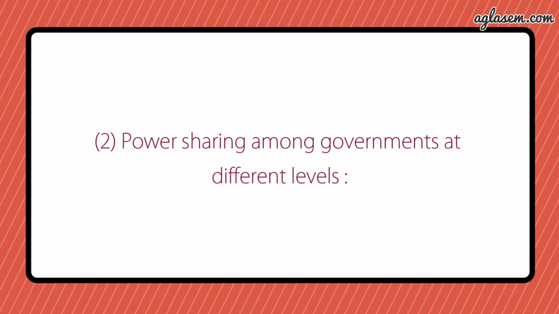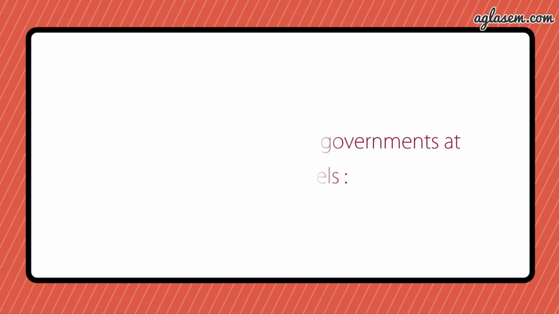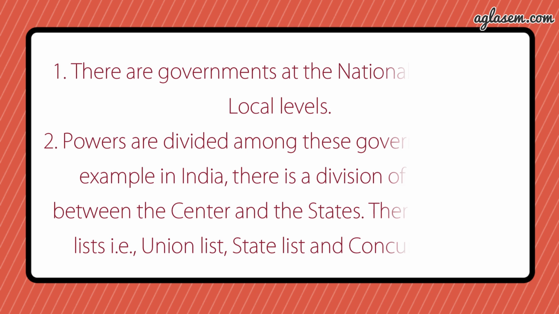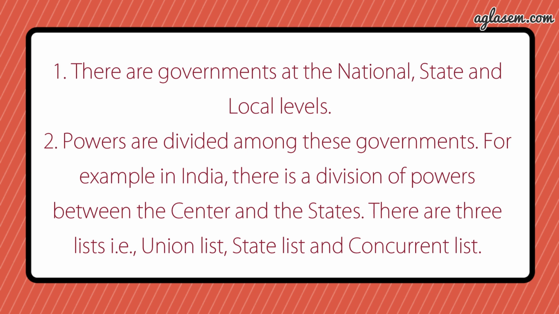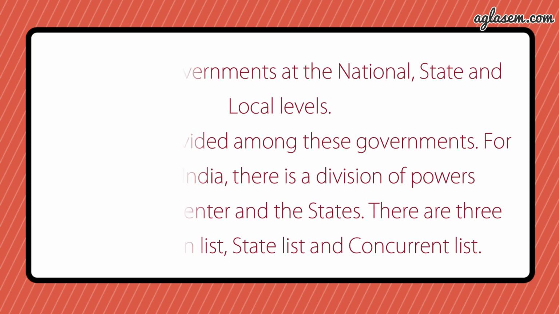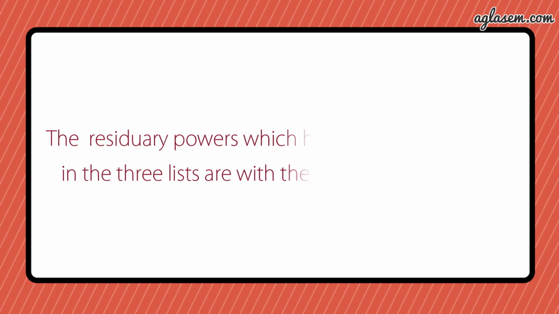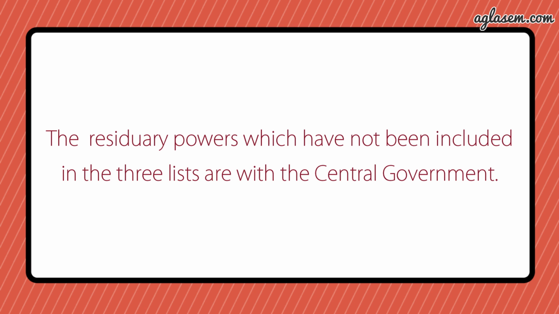Second is power sharing among governments at different levels. There are governments at the national, state and local levels. Powers are divided among these governments. For example, in India, there is a division of power between the center and the states. There are three lists, that is, the union list, state list and concurrent list. The residuary powers which have not been included in the three lists are with the central government.